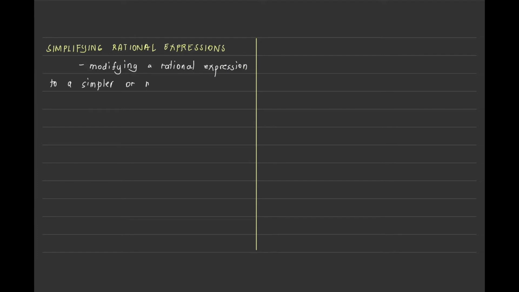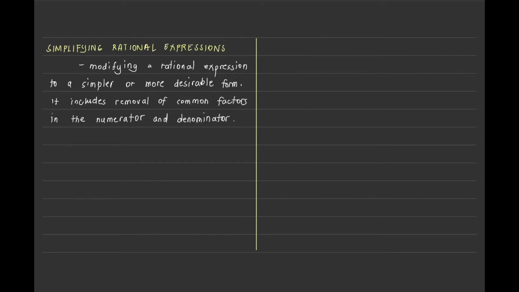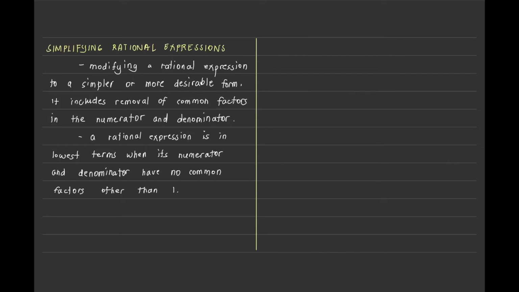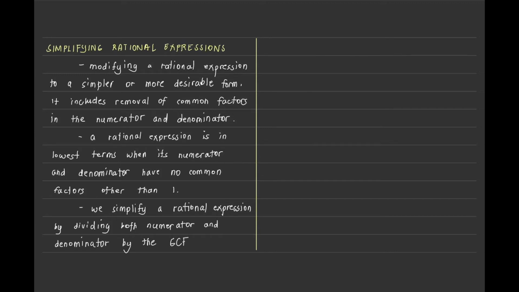Now let's discuss how to simplify rational expressions. What do we mean when we say we are simplifying a rational expression? Simplifying rational expressions means we are modifying the expressions to a simpler or more desirable form. It involves the removal of all common factors of the terms. We say that a rational expression is in lowest terms when its numerator and denominator have no common factors other than 1. We can simplify a rational expression by dividing both the numerator and denominator by the greatest common factor.